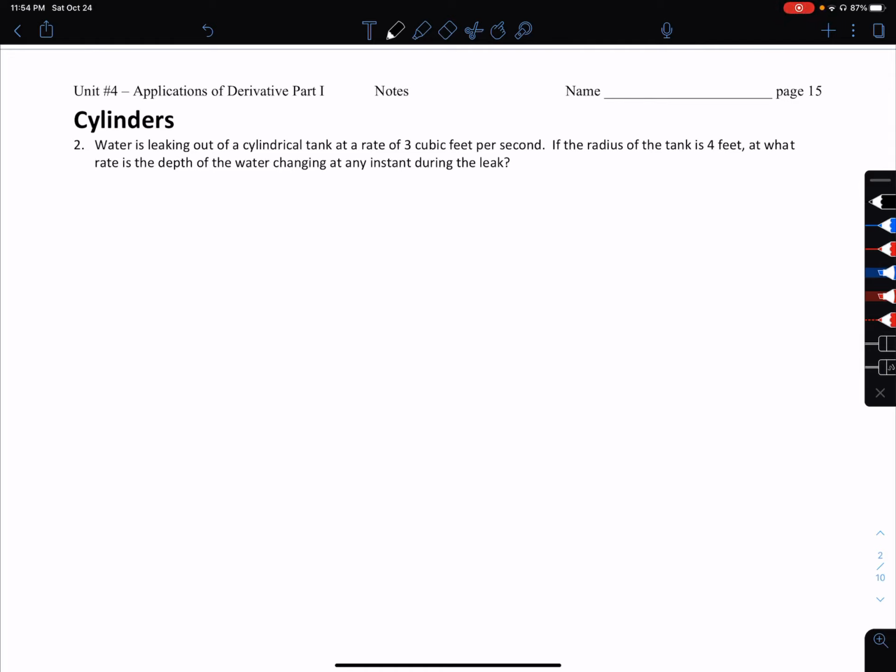We are doing related rates. Here's our second example overall and our first example of a cylinder. Let's read the problem, and as we read it, if we can translate things into calculus, we will do so.